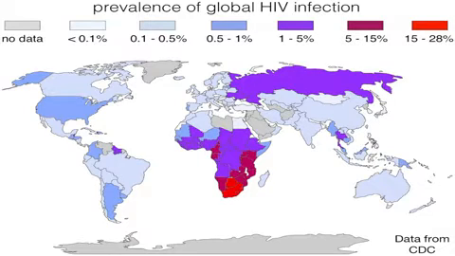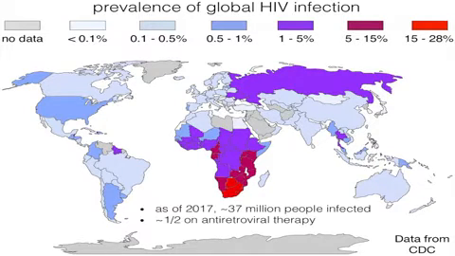So as of 2017, this is data from the CDC, there are about 37 million people who are infected with HIV. There's about 2 million new cases per year and about 1 million deaths, which means that we are now in 2020, so there's about 40 million people who are infected or living with the virus. Only about half, at this point, a little bit more than half, are on antiretroviral therapy. Okay, so we need to do something to tackle this really global problem.